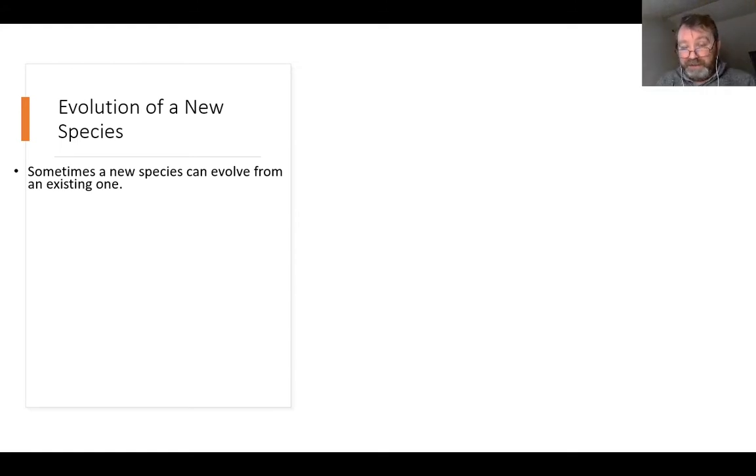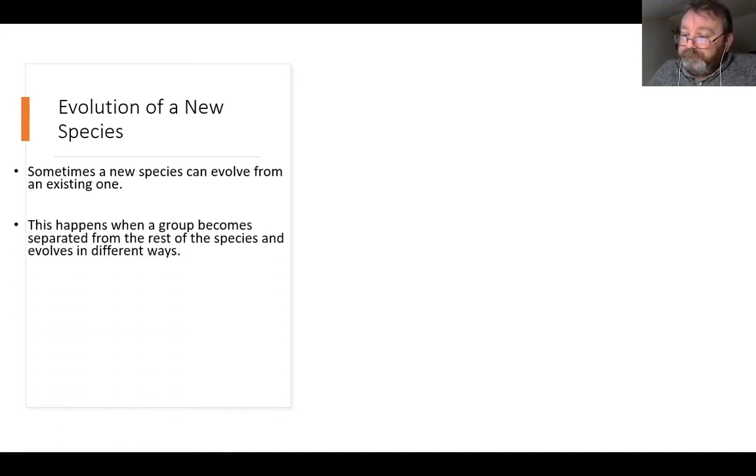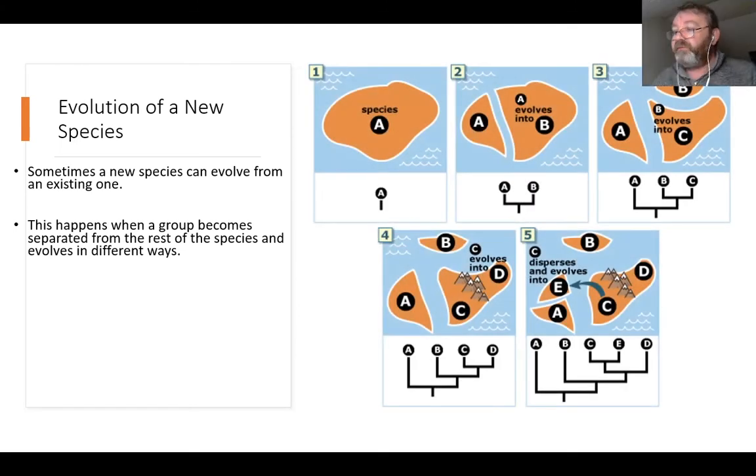They've got a common ancestor, but that separation has caused both of them to go on and refine different characteristics that are needed for the different environments in which they find themselves. This happens when a group becomes separated from the rest of the species and evolves in different ways. Now I have a pictorial diagram of that here. So here's an island, and on this island we have one species. Over time, the island becomes divided in two.